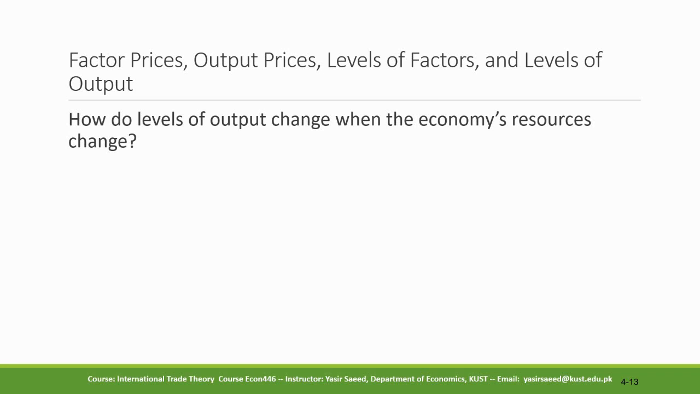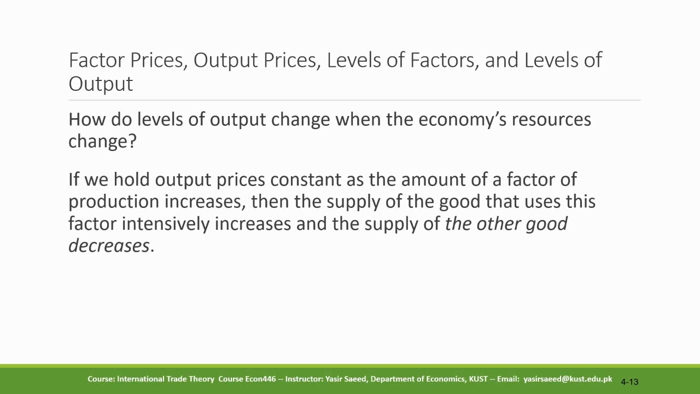Let me repeat this question. What happens to the overall output and to the overall allocation of resources when there is an increase in any factor of production? To answer that question, we use another theorem called the Rybczynski theorem. Rybczynski theorem says that if we hold the output prices constant, the prices of the final product remain constant, and a factor of production increases, then the supply of the good that uses this factor intensively increases, and the supply of the other good decreases.